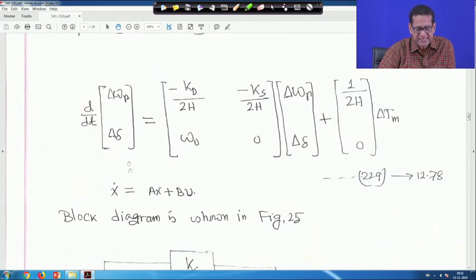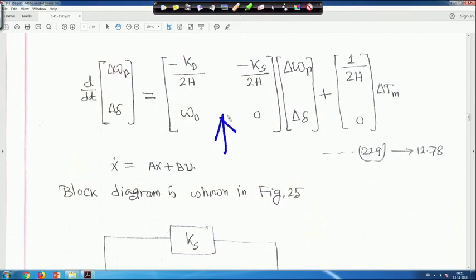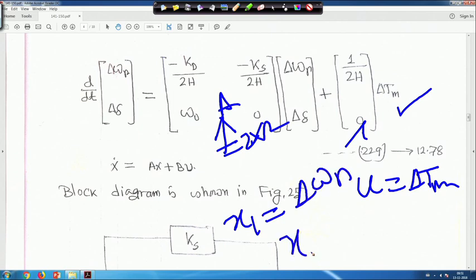This equation can be written as x dot equals A x plus B u. This is your A matrix, a 2 by 2 matrix, and this is your B, and this is your u. Here u is represented as u equals delta T m, and this is my B matrix. The state variables are x1 equal to delta omega r, and x2 equal to delta. This is my state variable equation.